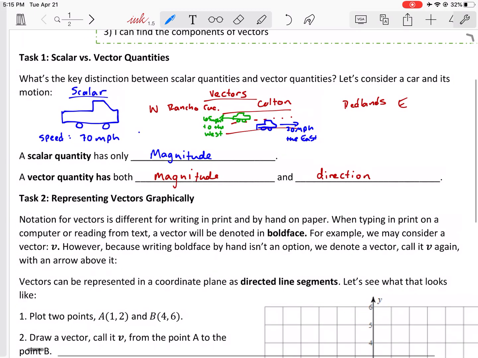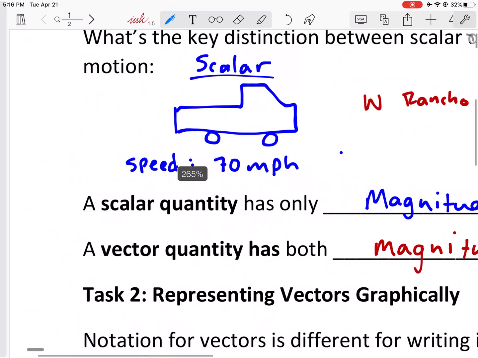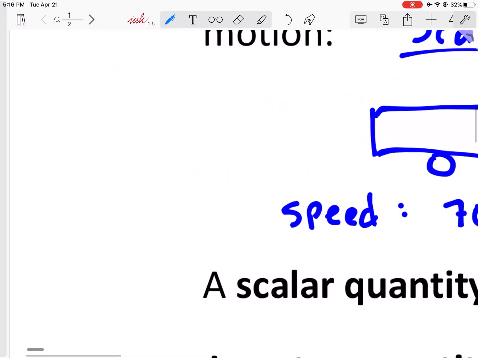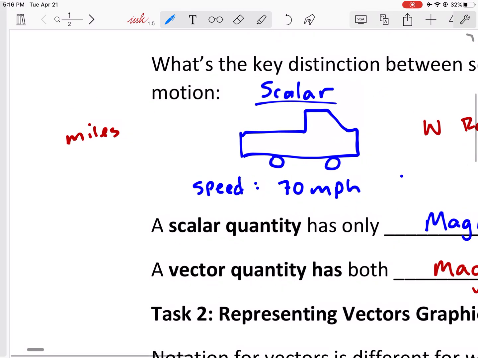There are tons of different units of measurement, and some may be a scalar quantity, some may be vectors. For example, things like distance, miles. That doesn't really tell us anything about a direction. Miles is just one single unit. We don't know if it's left, right, up, down. Miles itself is a scalar quantity.